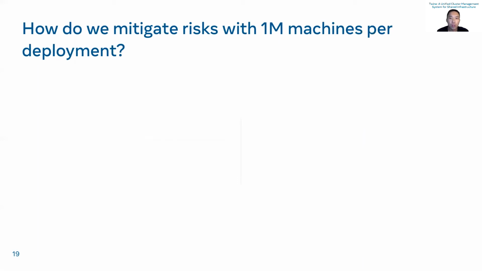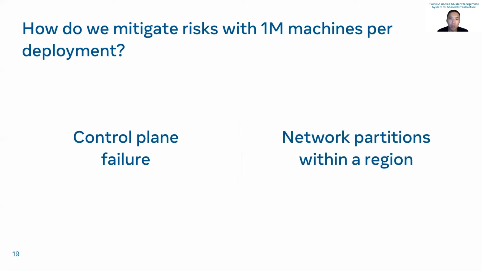Larger deployments of cluster management systems introduce new risks, and we identified 2 key risks. A failure or bug in the control plane at this scope can have catastrophic consequences for all workloads in a region. The second risk is that network partitions within a region introduce new kinds of failure scenarios. To mitigate these risks, we employ several design and operational principles.